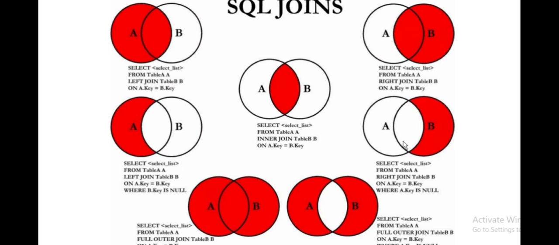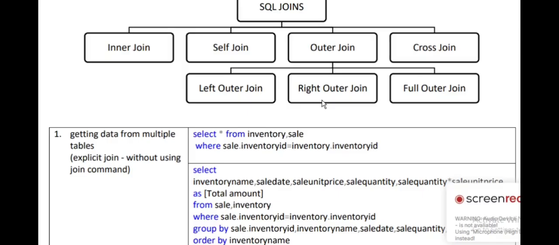Suppose we have to find only the part of B in red color. So we use the code snippet right join: select list from table A right join table B on A.key equals B.key where A.key is null. A.key is null will remove the common part between A and B, and we will get only the part of B which is not common to A. So we get the desired part in red color.